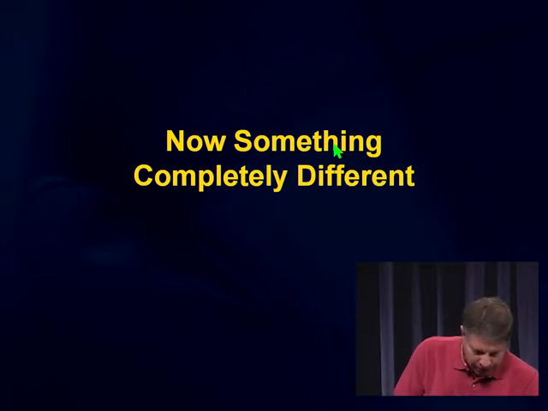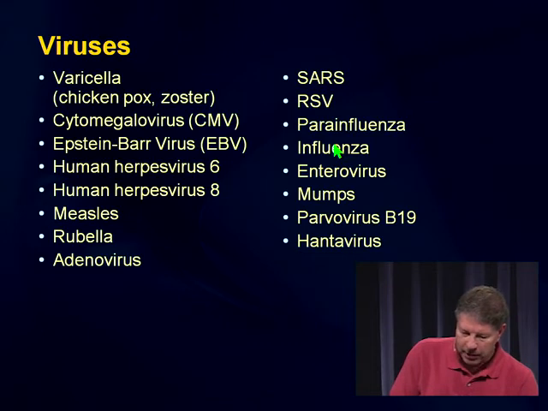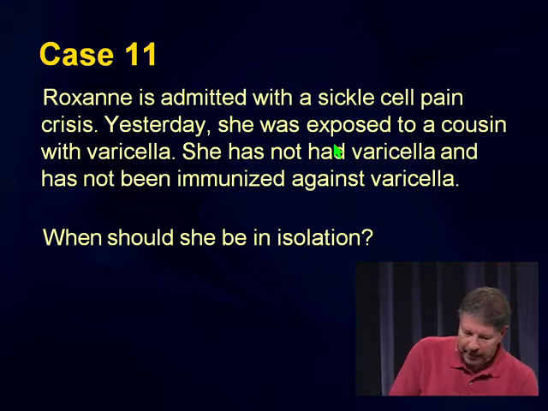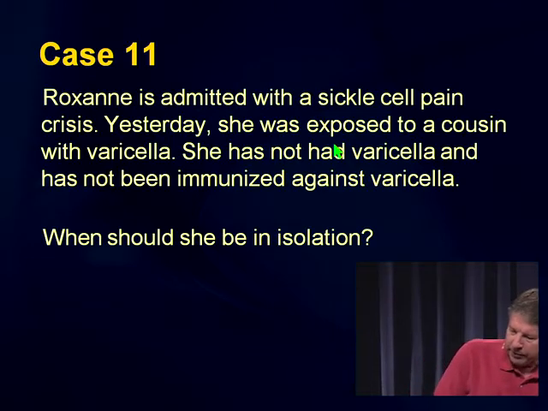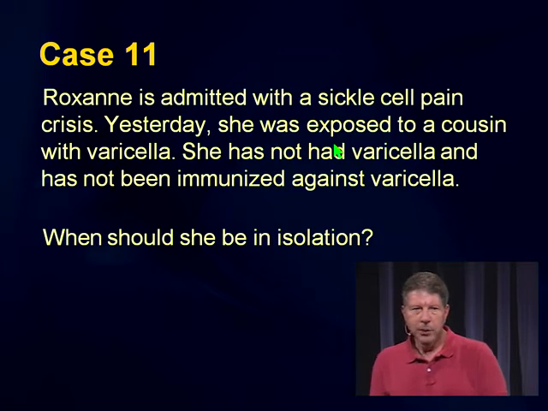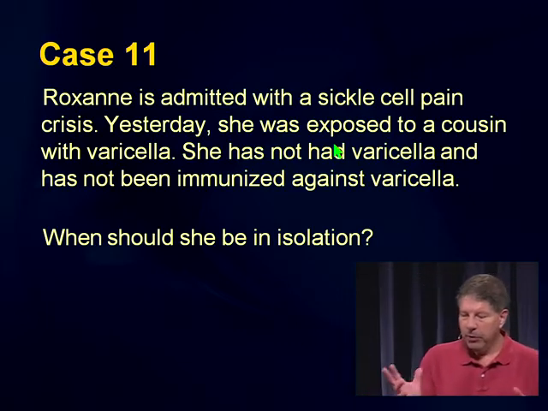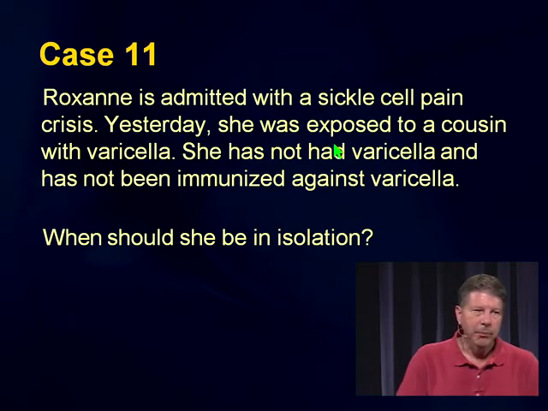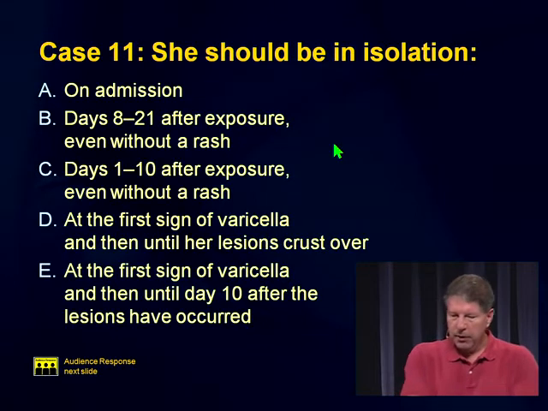All right, let's switch to something you're much more familiar with, okay, viruses, which you all love. All right, so let's do this case. This is Roxanne. She's admitted with a sickle cell pain crisis. Yesterday, she was exposed to a cousin who had chickenpox. For some reason, Roxanne has not had varicella, and she's not been immunized against chickenpox. When should she be in isolation? So should you put her in isolation on admission?